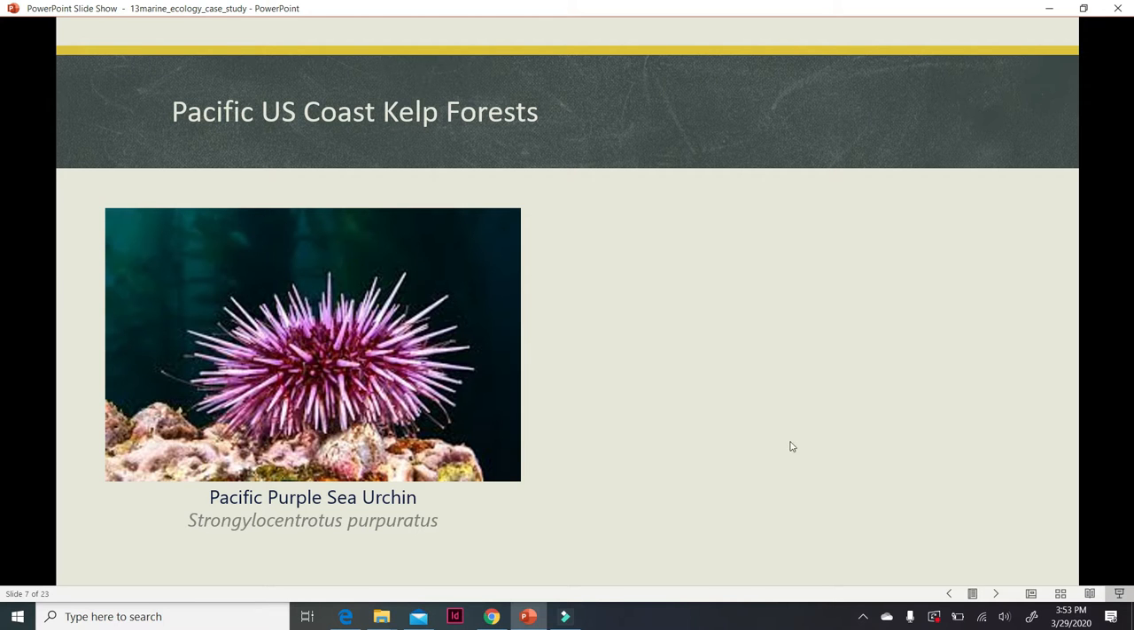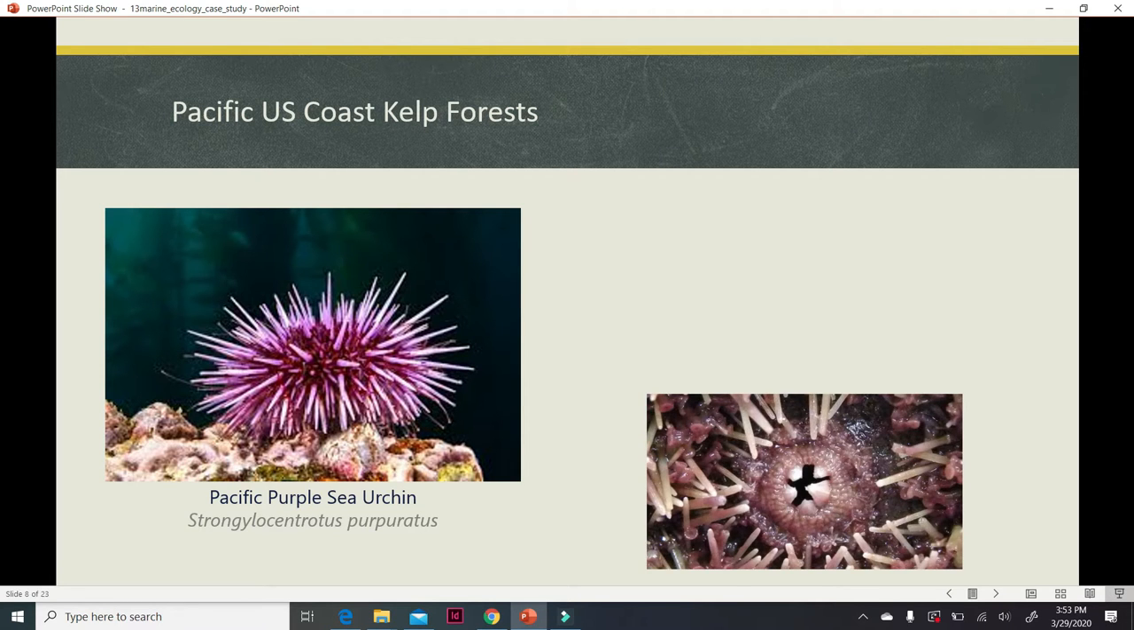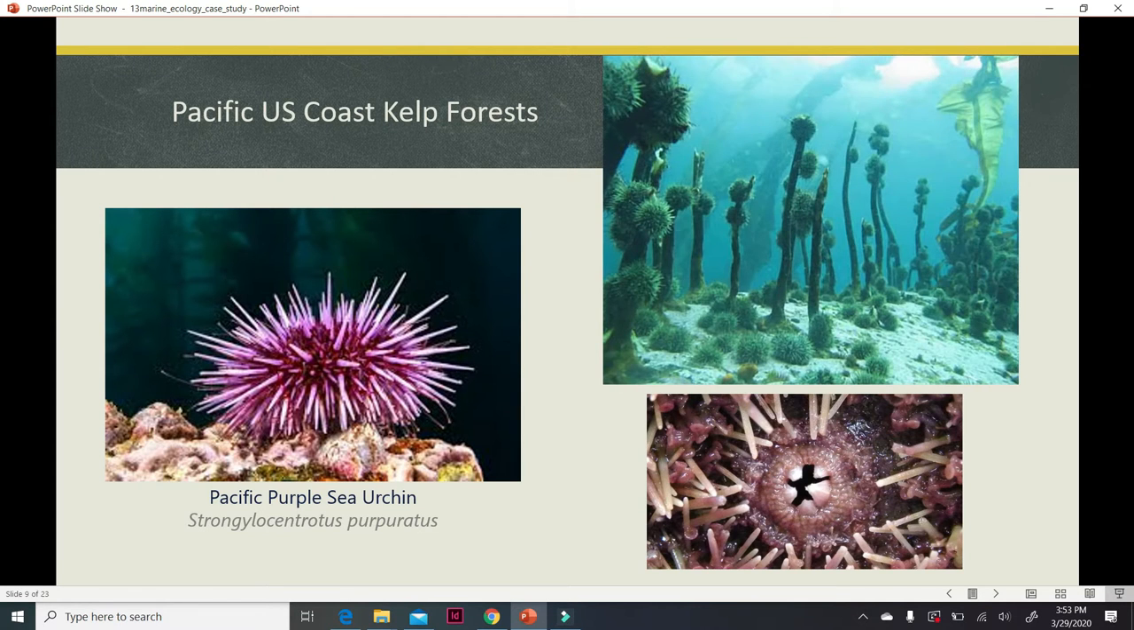But above that, we have herbivores, and this is one of the herbivores that you find in kelp forests. This is a Pacific purple sea urchin, all right? And these are herbivores, so they eat plants. And this is their mouth. They have 5 razor-sharp teeth. They actually have the most complex mouth of the animal kingdom. And it has its own name. It's called Aristotle's lantern. And these guys are pretty voracious eaters.